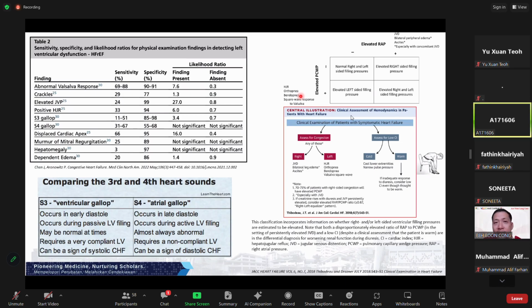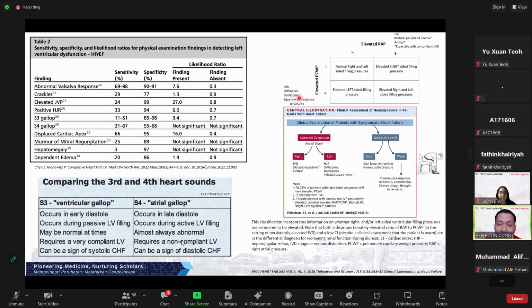Thank you, doctor. That's why heart failure and CKD patients are very pitiful, not much choice of medication. So you can only give beta blocker and diuretics only.